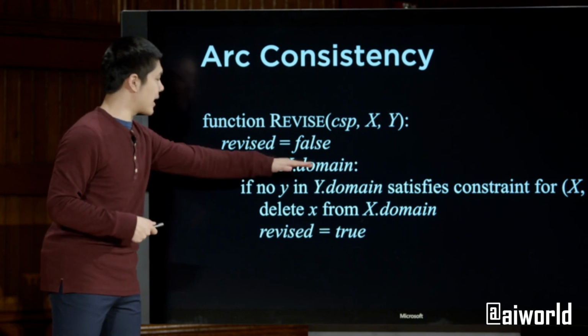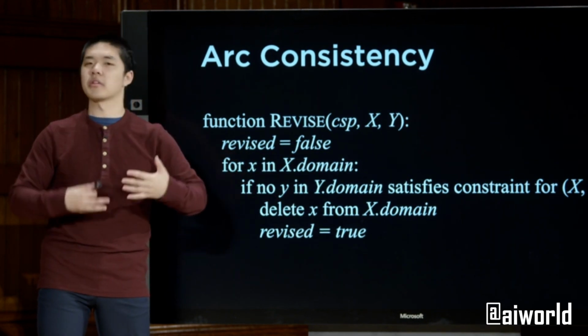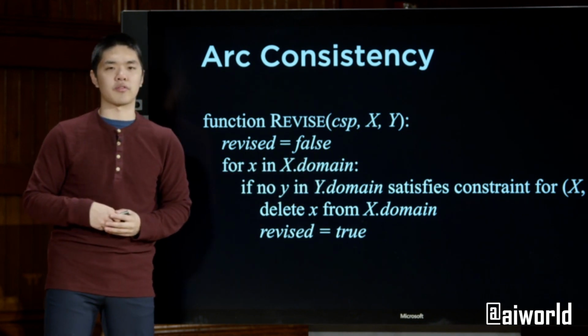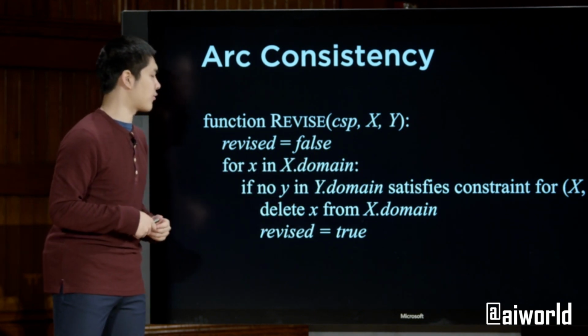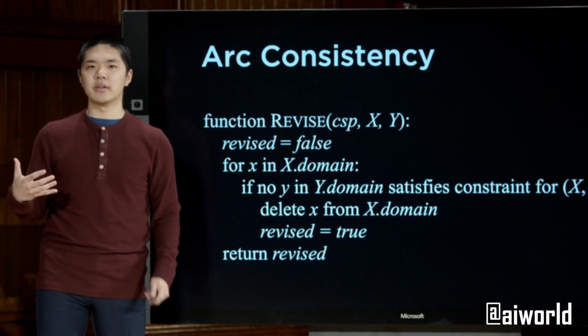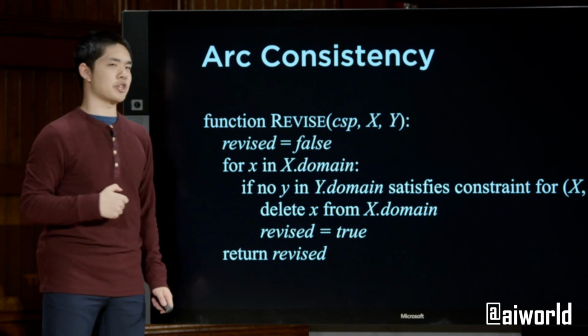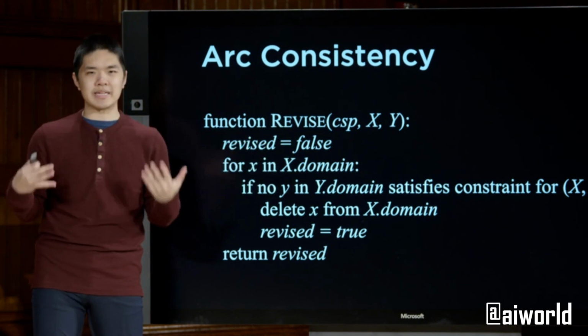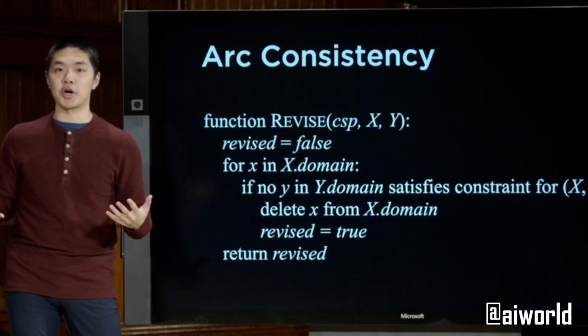And we'll do this again and again for every value in X's domain. Sometimes it might be fine. In other cases, it might not allow for a possible choice for Y, in which case we need to remove this value from X's domain. And at the end, we just return revised to indicate whether or not we actually made a change. So this revise function is effectively an implementation of what you saw me do graphically a moment ago.